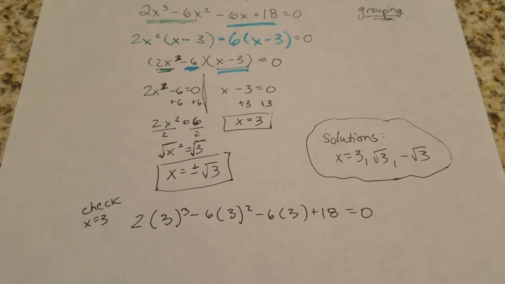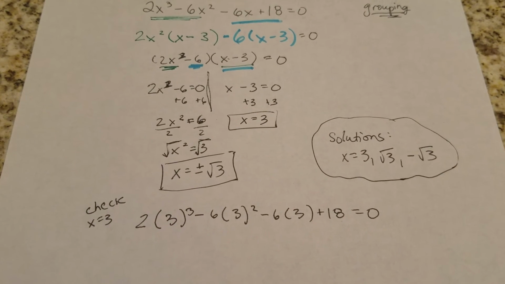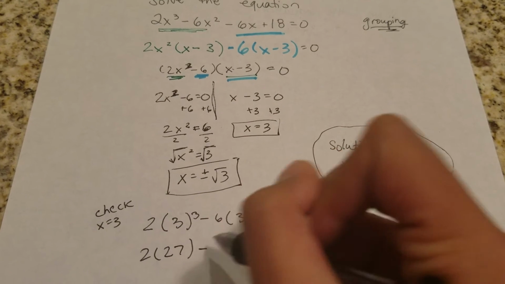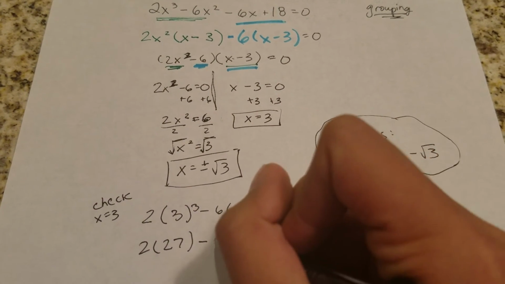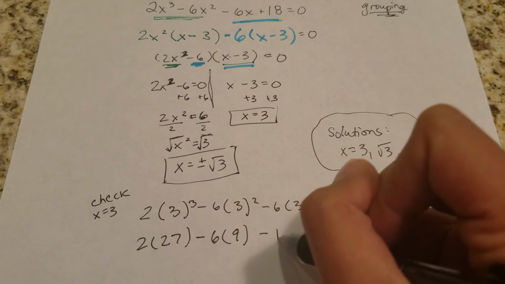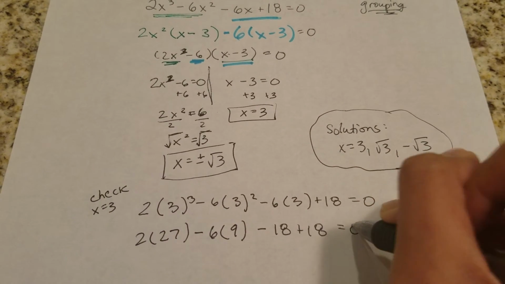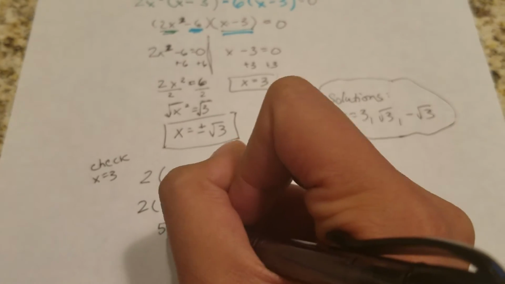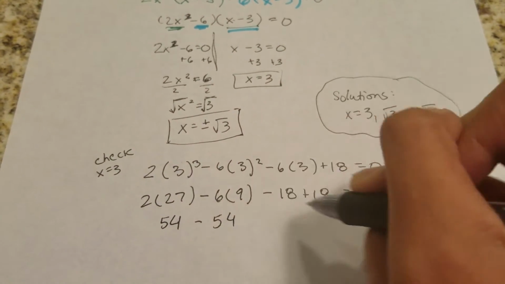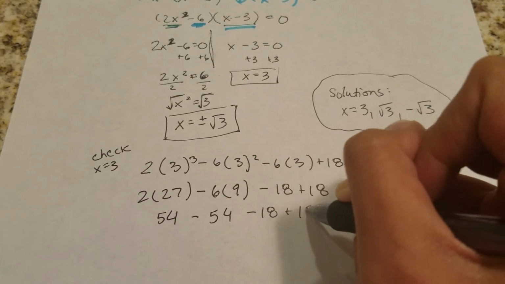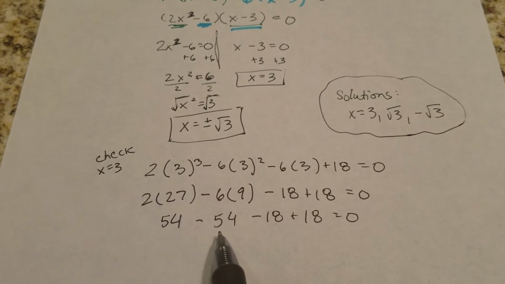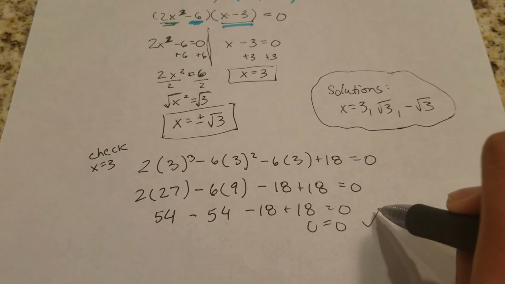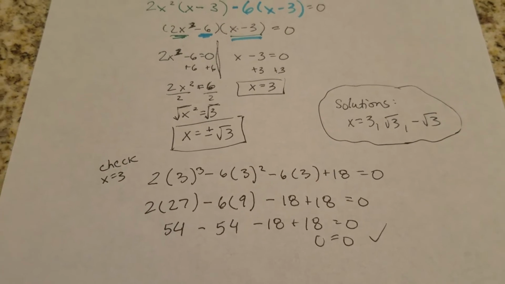Alright, let's see if this works. 3 to the third, 3 times 3 is 9, times 3 is 27. So 2 times 27 minus 6 times 9, minus 18 plus 18. 2 times 27 is 54, minus 54, minus 18 plus 18 equals 0. 54 minus 54 is 0. Negative 18 plus 18 is 0. 0 equals 0. Okay, you're good. Let's check root 3.